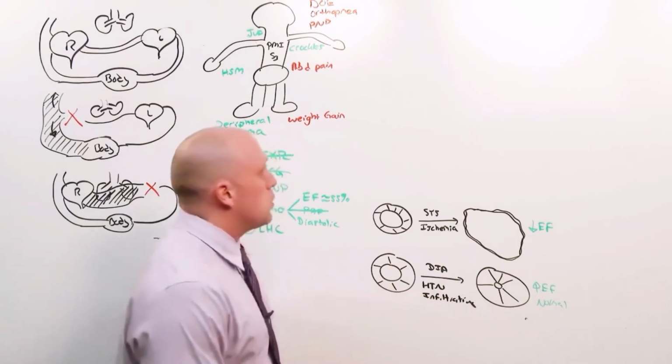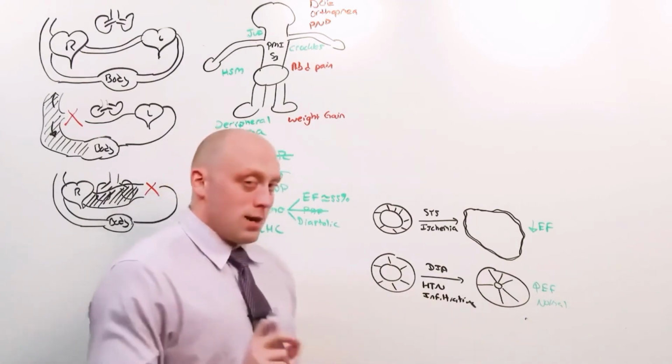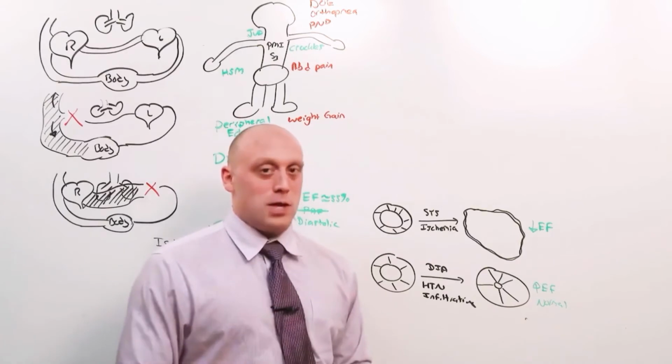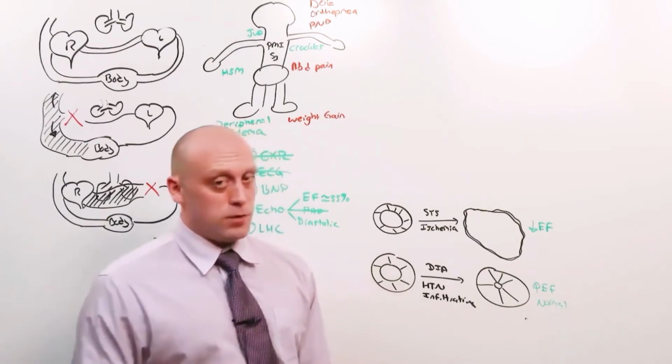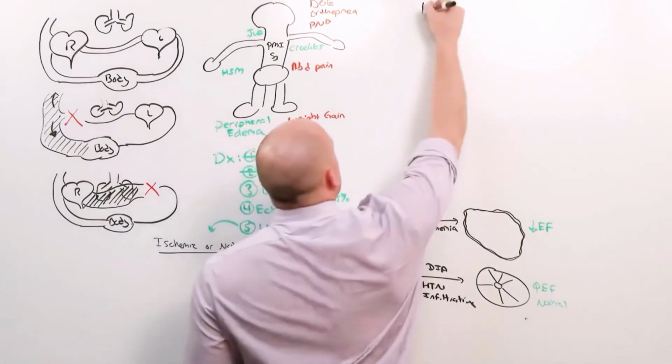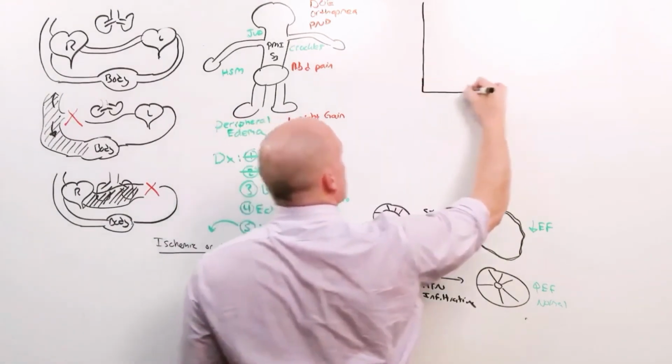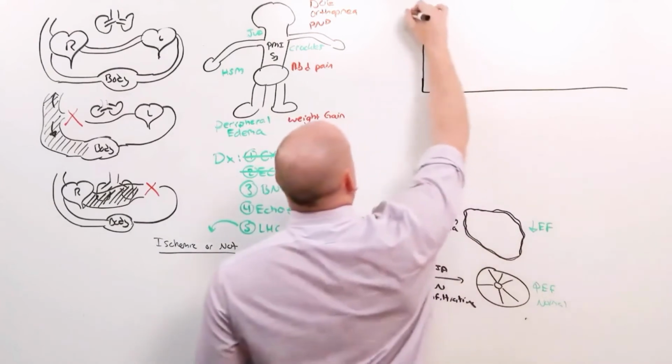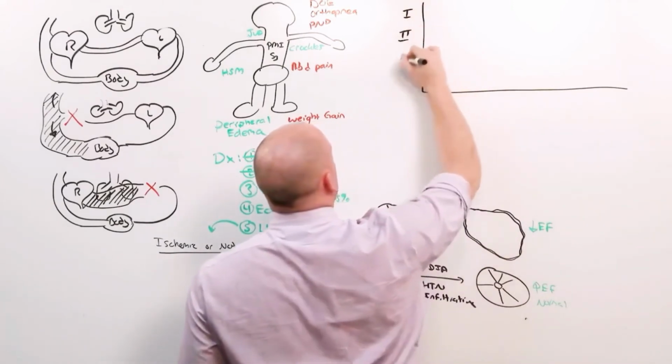Okay. So how do you treat somebody? You do not have to know the New York Heart Association classes for your test, but I'm going to talk about them briefly because they're not that hard to memorize. The treatment of someone chronically with heart failure is going to be based on the New York Heart Association class, and there are 4.